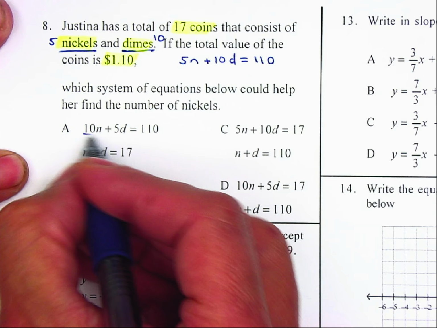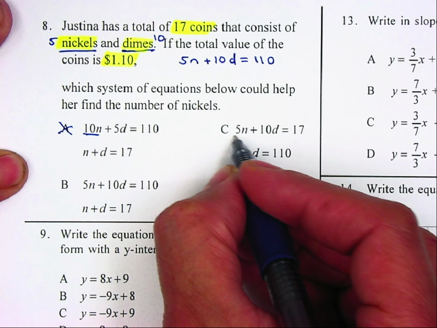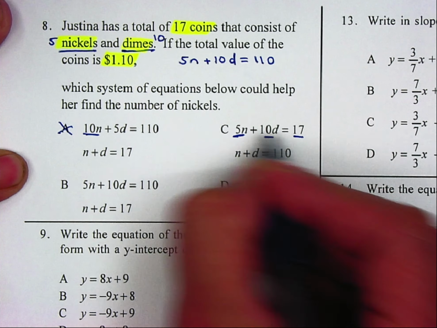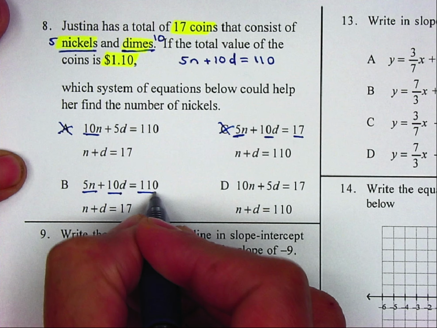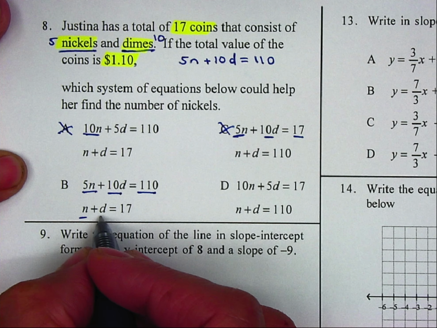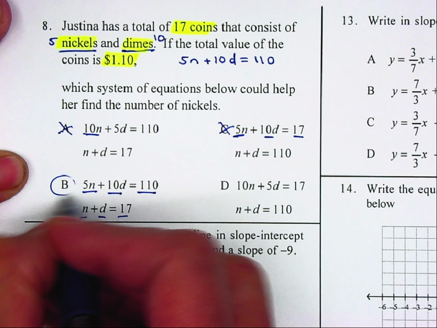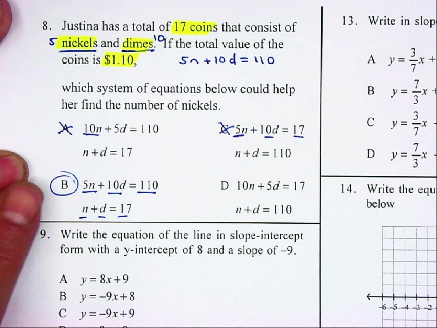So that one's not correct. That one's fine, this one's fine, and that one's fine. Second equation will be the number of coins that you have. So therefore your answer is letter B. Notice that you don't have to solve it, you just need to be able to select the correct system.